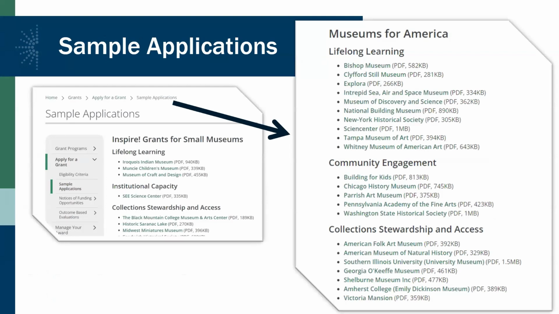We have also posted the narrative, schedule of completion, and digital product plans from a selection of successful applications from fiscal year 2024. To find these examples, go to the sample applications on the IMLS website and scroll down the page to find the Museums for America examples. There are an assortment of funded applications listed under each grant program goal.